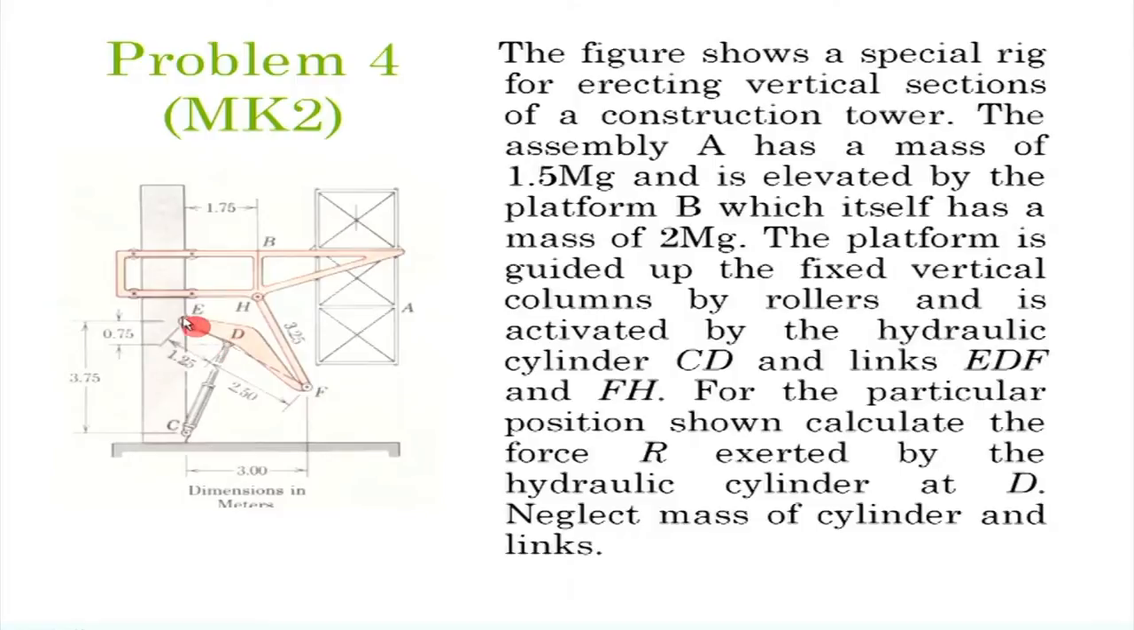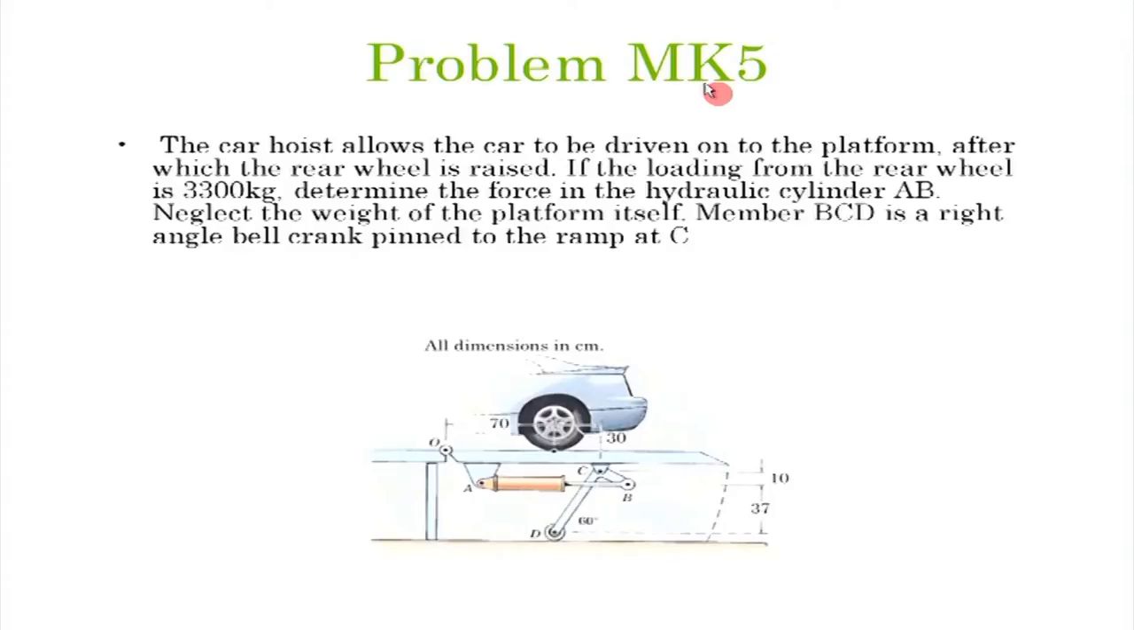And what do we do? This joint EDF is free to rotate about point E, and this then is propped up by a hydraulic cylinder which is pinned at point C and connected at joint D. So this is a two force member. And what we want to find out is, for this entire assembly, given all the geometry and given all the loads, what is the force that acts in the hydraulic cylinder. That is the question we are asking. Before we do that, are there any questions about this problem?